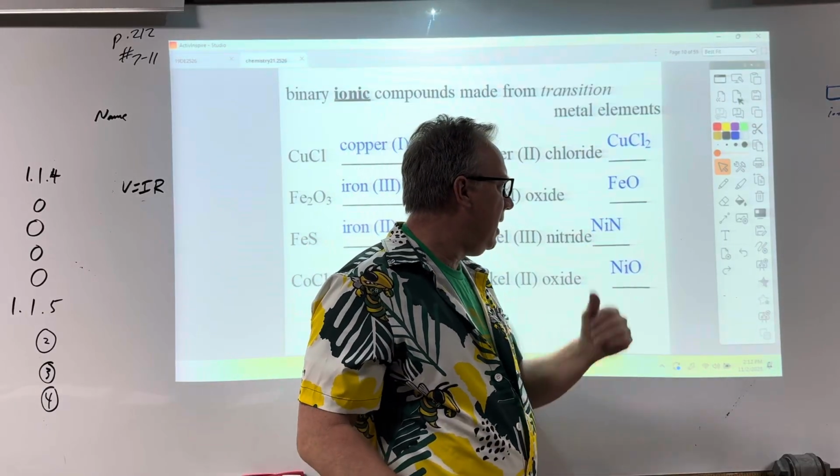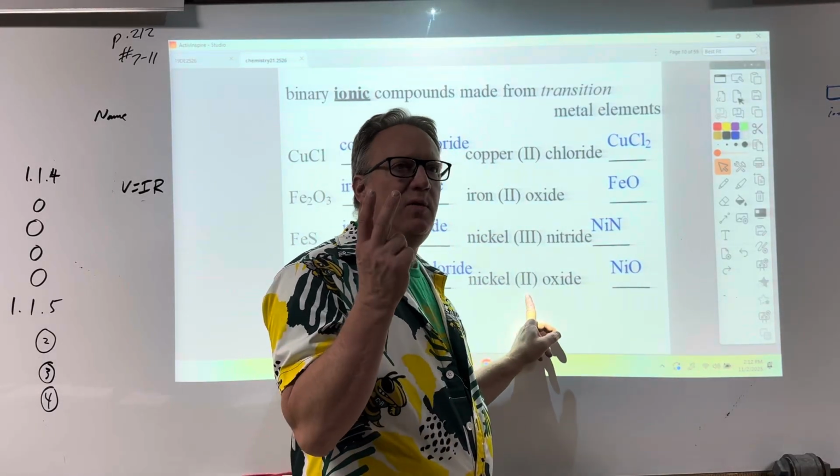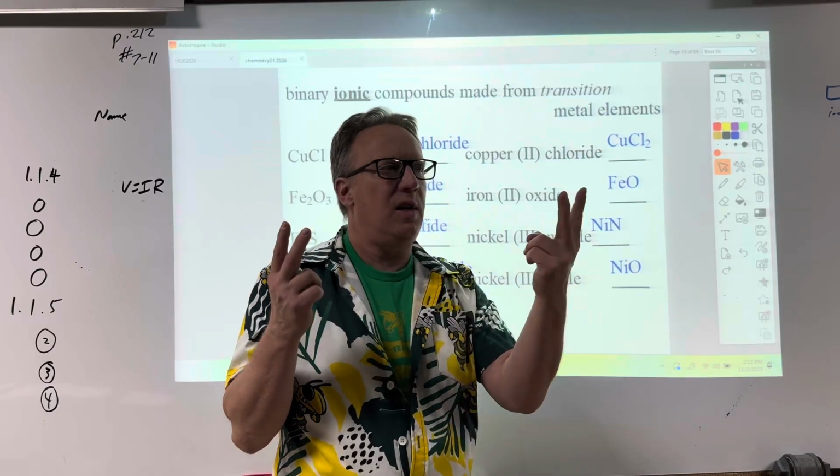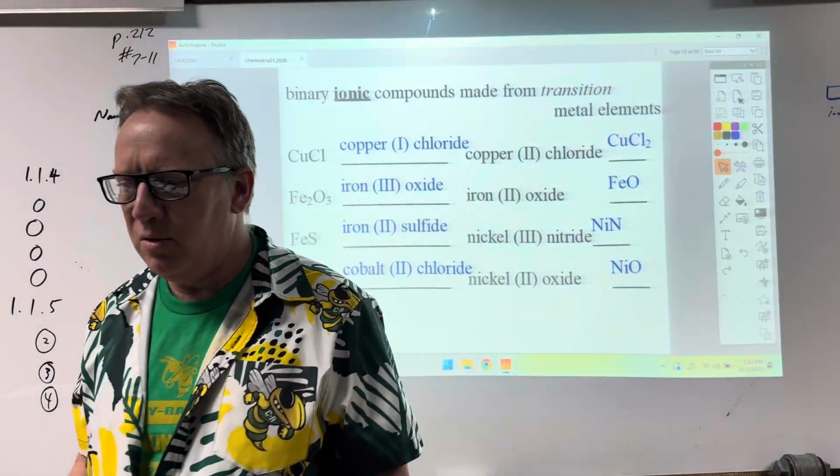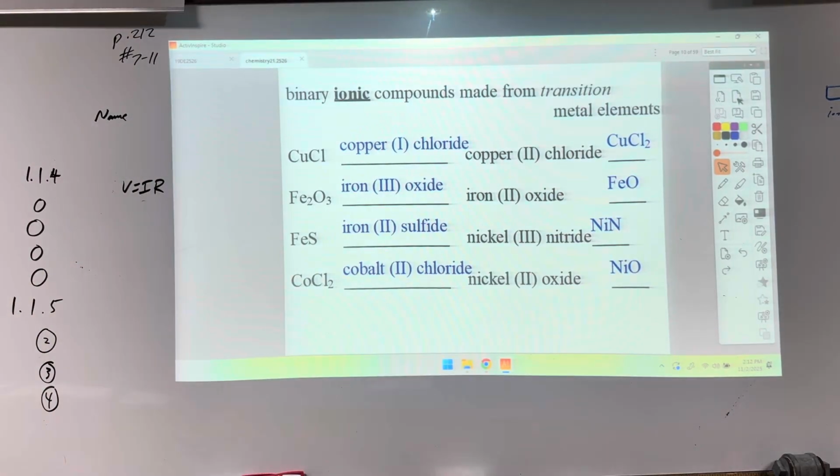So it's NiN. Nickel gives 2 valence electrons away. Oxygen takes 2 valence electrons. That's a match. So it's NiO. If you have a question about one of those, make sure you ask me the first time you get a chance. Okay.